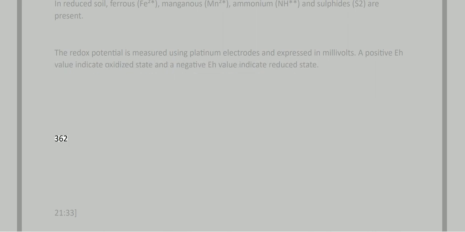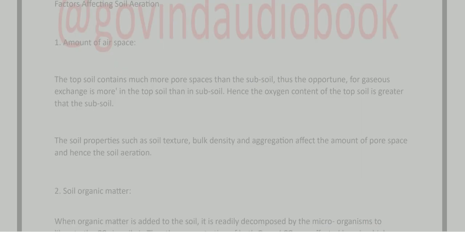Factors affecting soil aeration. 1. Amount of airspace. The topsoil contains much more pore spaces than the subsoil, thus the opportunity for gaseous exchange is more in the topsoil than in the subsoil. Hence the oxygen content of the topsoil is greater than the subsoil. Soil properties such as soil texture, bulk density and aggregation affect the amount of pore space and hence the soil aeration.